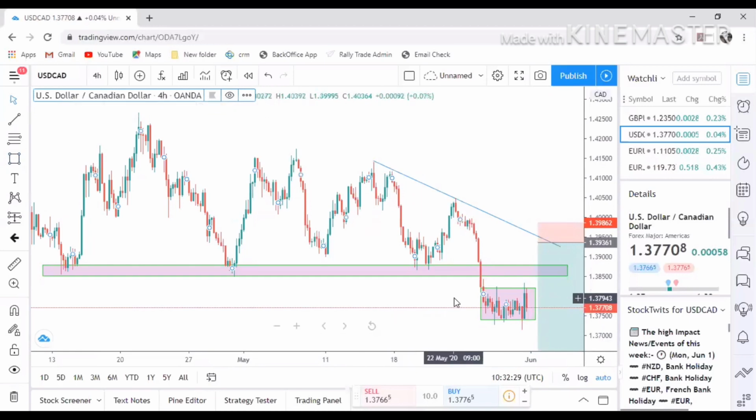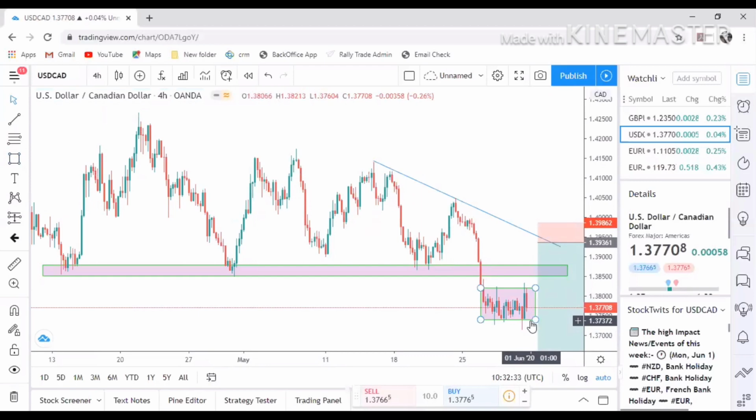Or nothing is certain. Remember, this is my analysis. Or you might as well just calm down, break through this consolidation zone down here, and go all the way down. But my analysis still remains that price will go up, touch this zone, good retest, and then go all the way down. So guys, that's my analysis for the US dollar against the Canadian dollar.